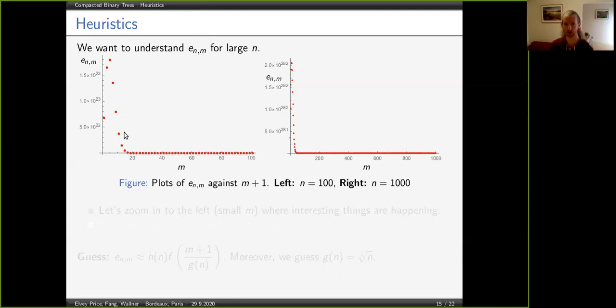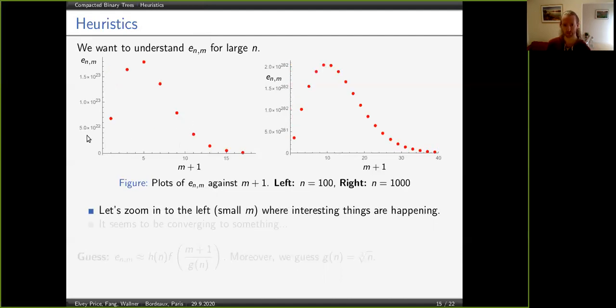So this is a plot of the values for E and M for a fixed value of n equals 100. This is a plot for n equals 1000. And so you can see that all the interesting stuff is happening on the left. So let's zoom into the left. Okay, so now that we've zoomed in, you can see the x-axis only goes up to 18 here, I guess. Now that we've zoomed in, these look like they might be converging to something.